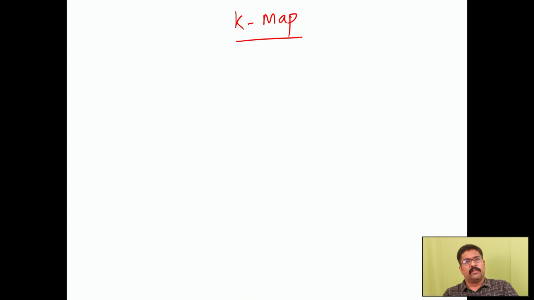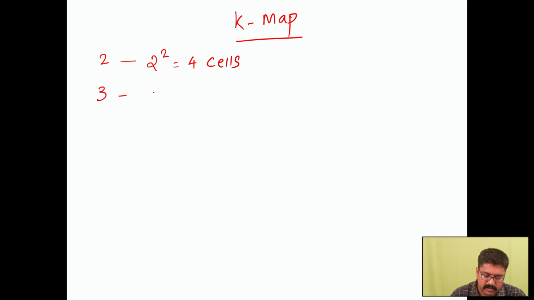So before entering into our K-map minimization, first let us see how many cells a K-map has. A 2 variable K-map contains 2 power 2 equal to 4 cells. A 3 variable K-map is 2 power 3, 8 cells. A 4 variable K-map is 2 power 4 equal to 16 cells.